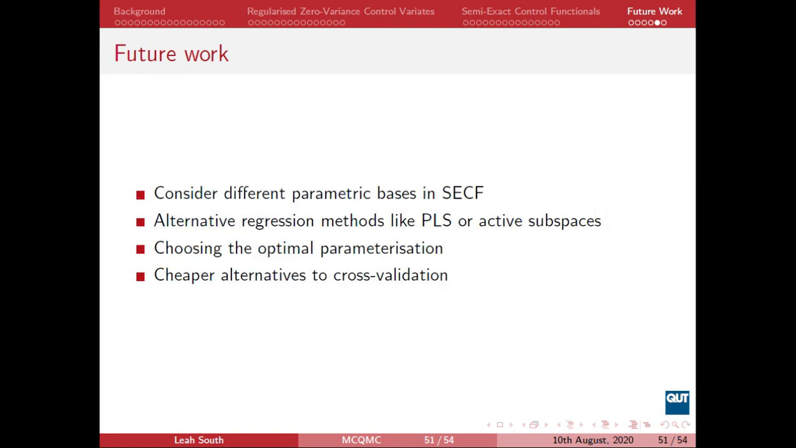So in future work, we'd like to consider different parametric bases for semi-exact control functionals beyond just using a polynomial basis. We'd like to look at alternative regression methods like partial least squares or active subspaces. The parameterization that you choose affects the results. So if you're doing sampling on the log space, then you can take into account that transformation, and it might go better than doing your control variates on the original space. But it's an open problem how to choose that. And finally, there might be some cheaper alternatives to cross-validation for the ZVCV setting.